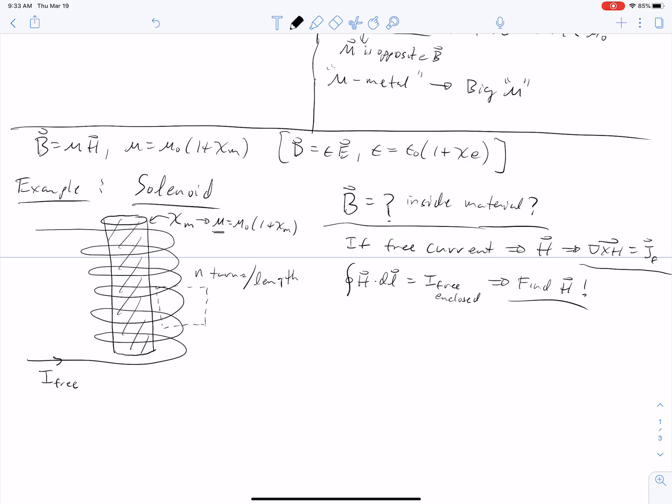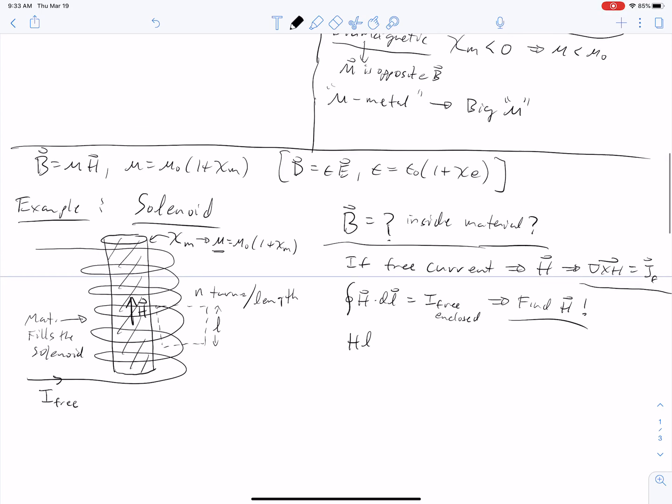The idea is that this material fills the solenoid. I did not draw it well, but that's the assumption. The material fills the solenoid. And this Amperian loop has a height L. By symmetry, we assume that the H field is pointing in this direction. And so then we have H times L, and outside, it's 0 by symmetry.